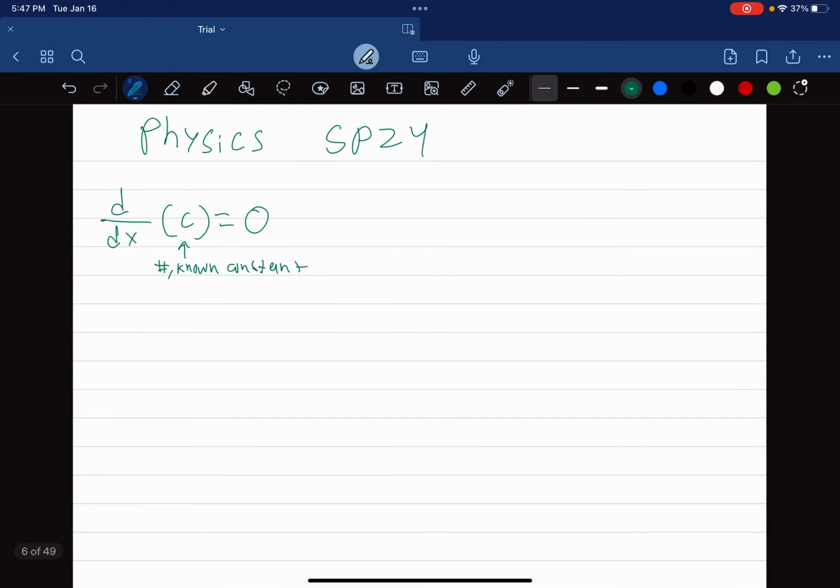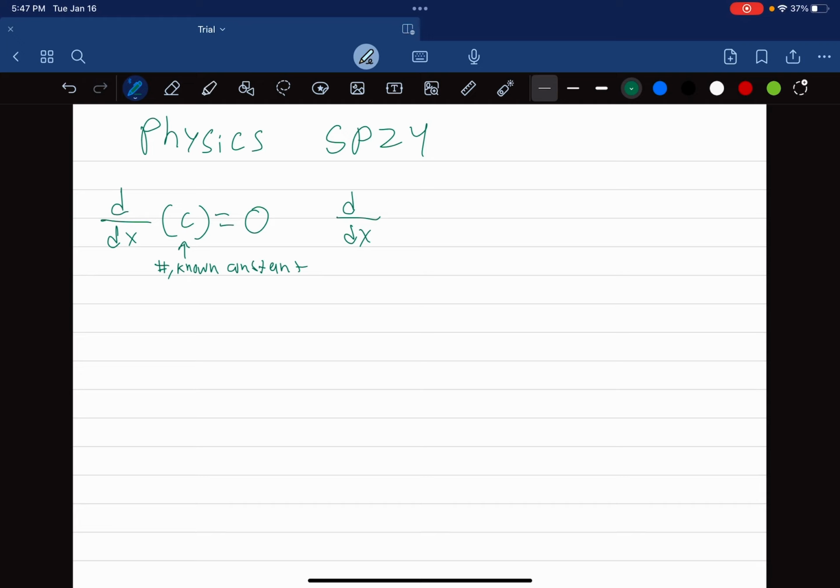Okay, this is physics. I'm gonna cover some derivatives and trigonometry. So first derivative, if you have a known constant, like the one you see here, you know that's gonna be equal to 0.